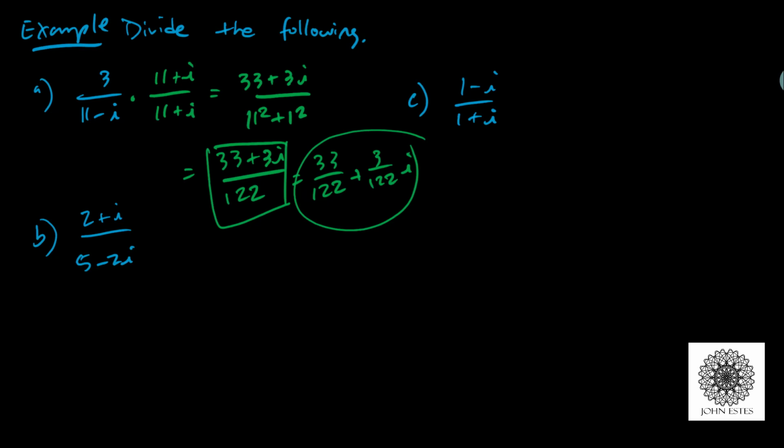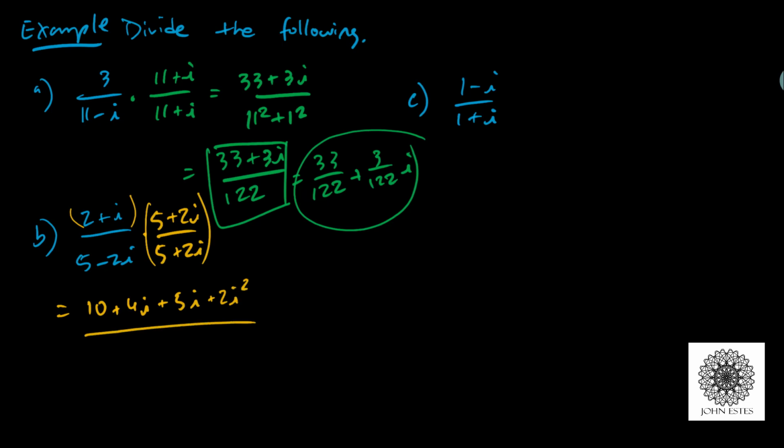Alright, let's do the same thing with part B. I have 2 plus i over 5 minus 2i. Now even though I have a complex number in the numerator here, I still multiply by the conjugate in the denominator. I'm going to write this in yellow so it doesn't get mixed up with the previous work. In the numerator now I have to do some foiling as well. The first terms, I get 10. On the outside I get 4i. On the inside I have a 5i. And then lastly I have a 2i squared. We'll simplify that in a little bit. In the denominator, since I'm multiplying by conjugates, I already know how this is going to go. It's going to be 5 squared plus 2 squared.